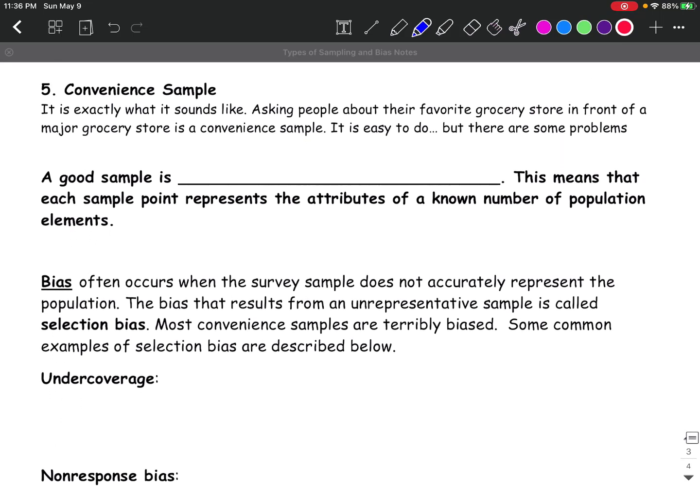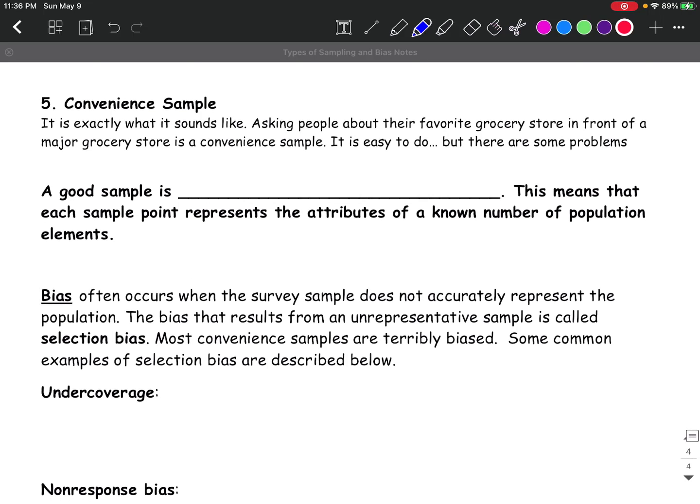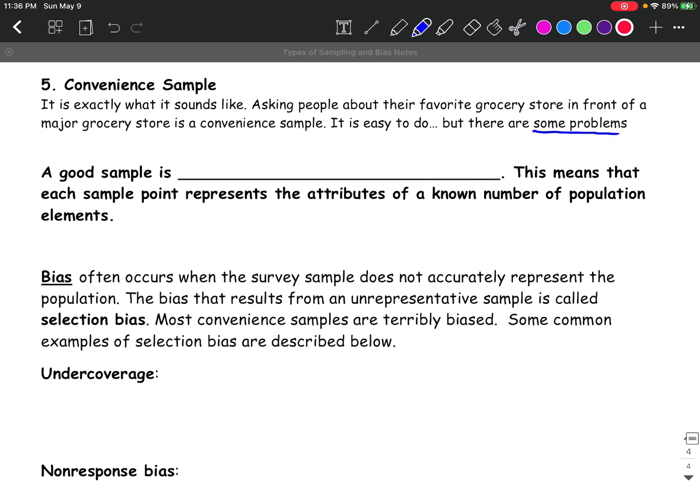Now there's something called convenience sampling. And convenience is exactly what it sounds like. Asking people about their favorite grocery store in front of a grocery store. That's a convenience sample. Okay, but if you think about that, there's some problems with that. If you're surveying people about their favorite grocery store and you're standing in front of a grocery store, odds are they're going to say that grocery store is their favorite store. Okay, that's an issue because you see, a good sample is representative.